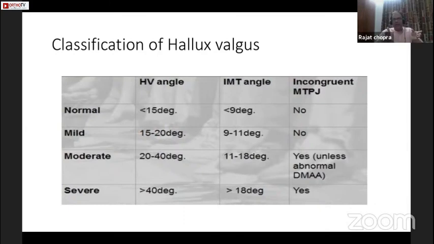And then if the deformity is severe, that means your hallux valgus angle is more than 40 and your intermetatarsal angle is more than 20. But at the same time, you are looking at the congruency of the MTP joint. When you are talking about a severe deformity, your joint is not congruent. So with that much severity of hallux valgus, there will be pronation and DMAA changes, and there will be an incongruent joint. So you have to correct both of them.